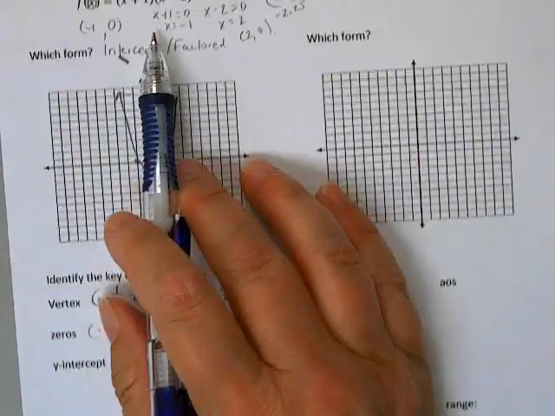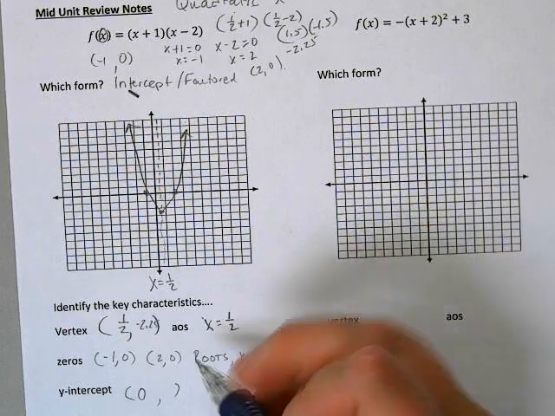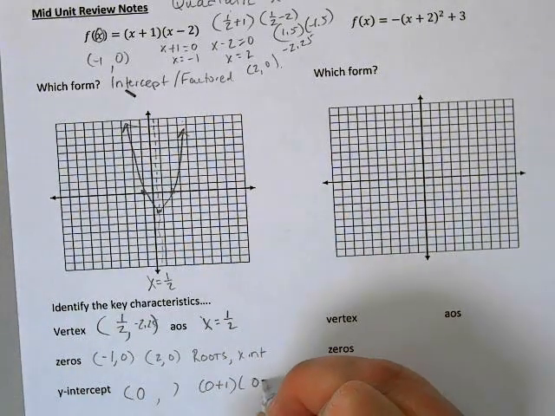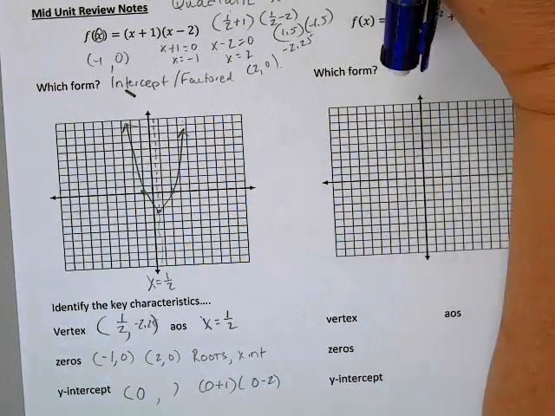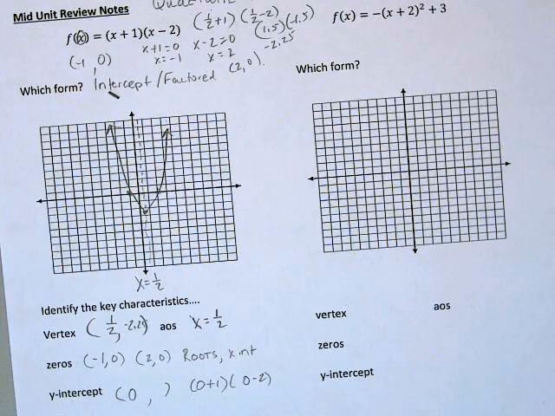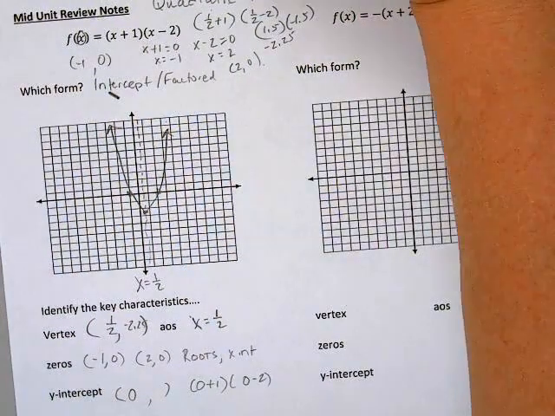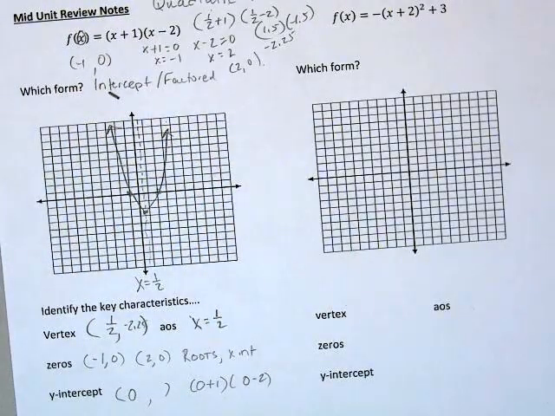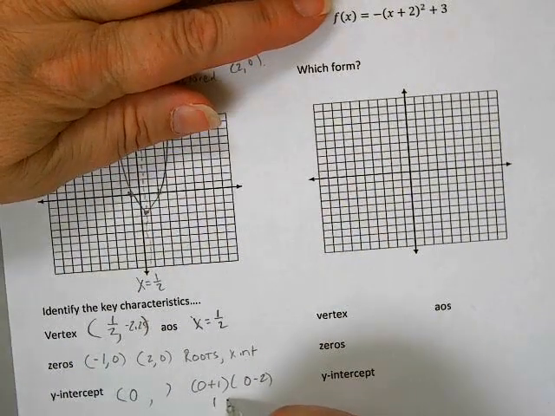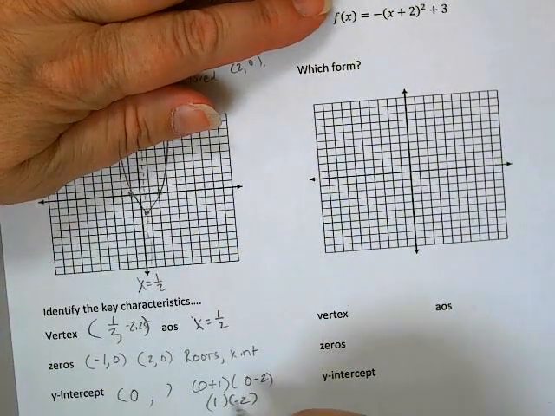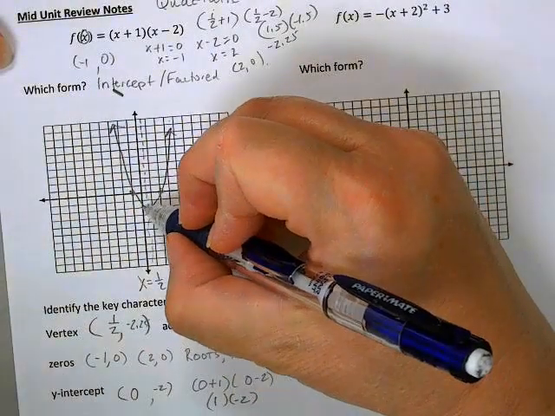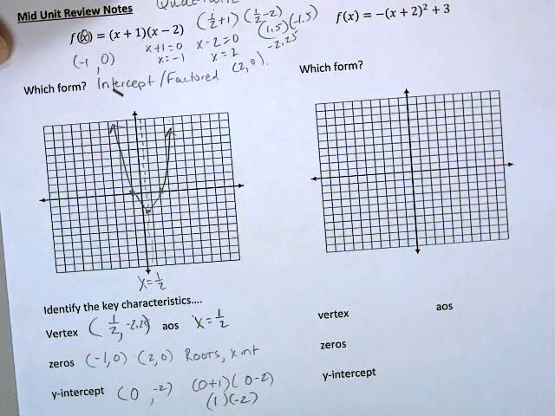So again, I'm going to go back to the top to the equation and put a 0 where x is. So 1 times negative 2 is negative 2. And we can see up here, yep, our graph went through negative 2 on the y-axis.